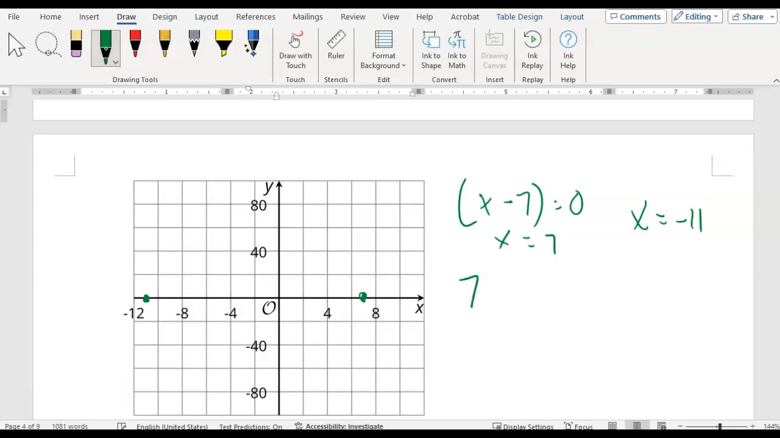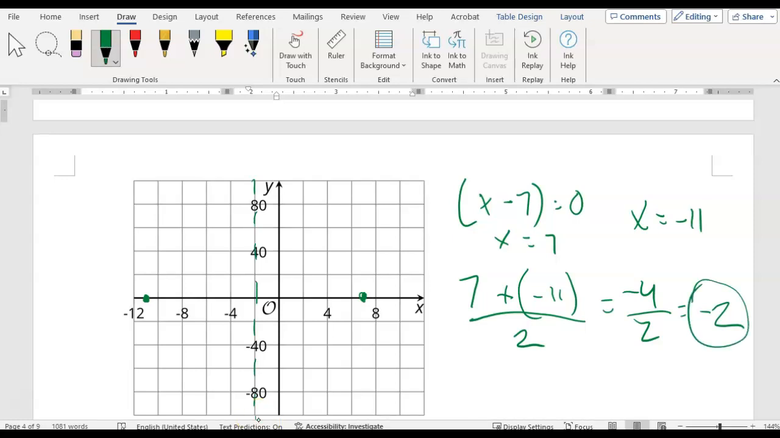And then 7 plus negative 11 divided by 2 is negative 4 divided by 2, which is negative 2. So that would be right here. So what I'm going to do here is draw my axis of symmetry rather than my actual point, because I don't know what it is yet. I just know that x equals negative 2. So now I need to plug that into my equation.